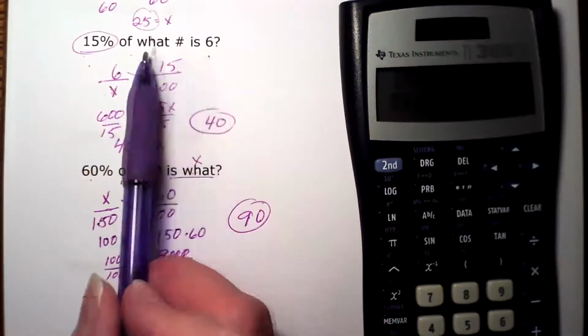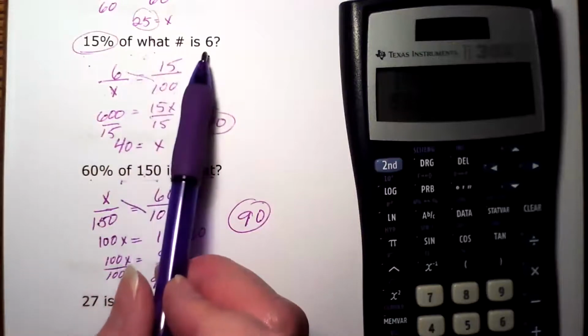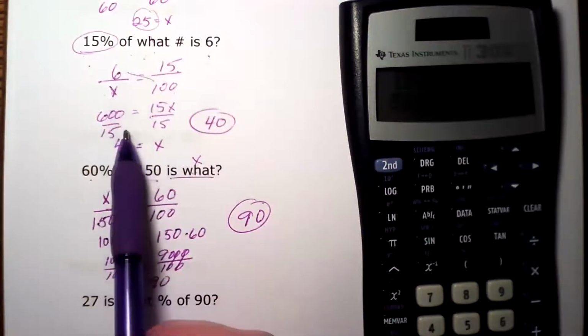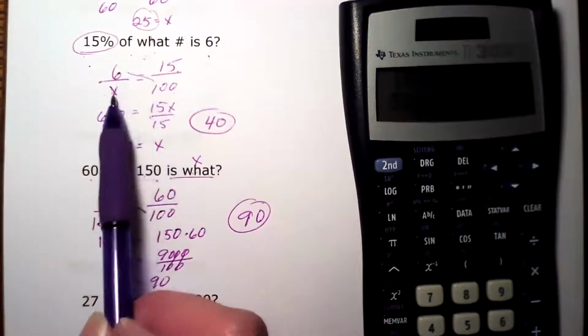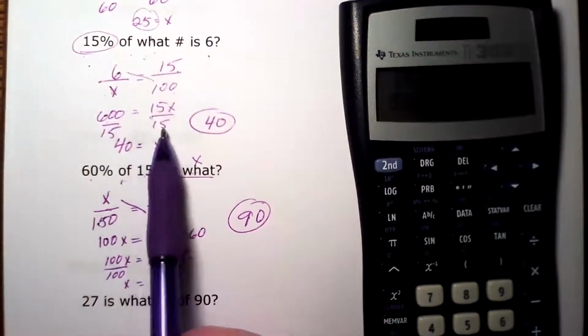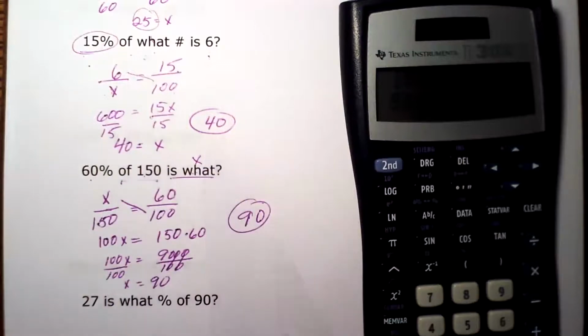It's the amount, it's part of this. So this is the amount, this is the base. And I did 6 times 100 is 600. X times 15 is 15x. Then I divided both sides by 15 to get 40.